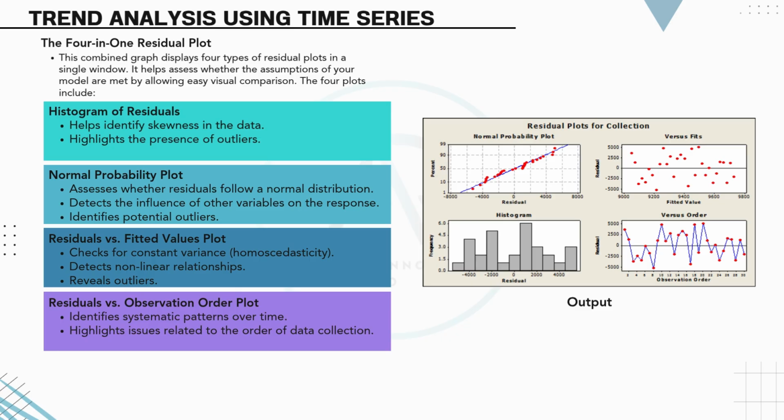Fourth, residuals versus observation order plot. This helps identify any systematic patterns over time that might indicate autocorrelation. It's especially important in time series analysis because trends in residuals over time suggest the model may be missing a pattern or seasonality. To summarize, this visual output is a crucial step in validating your trend model before using it for forecasting. If you see patterns or violations in any of these plots, you may need to reconsider your model or perform further data transformation.